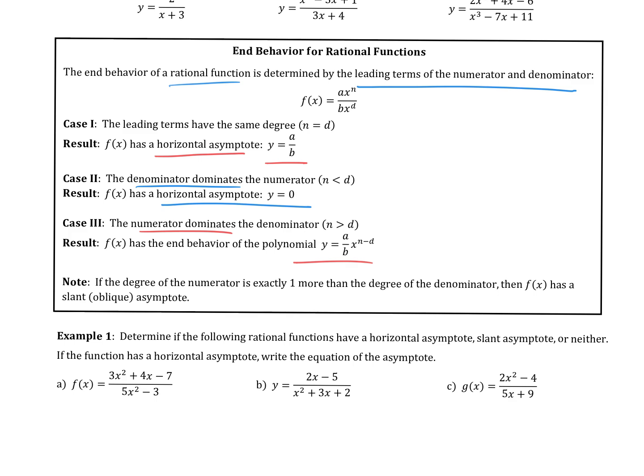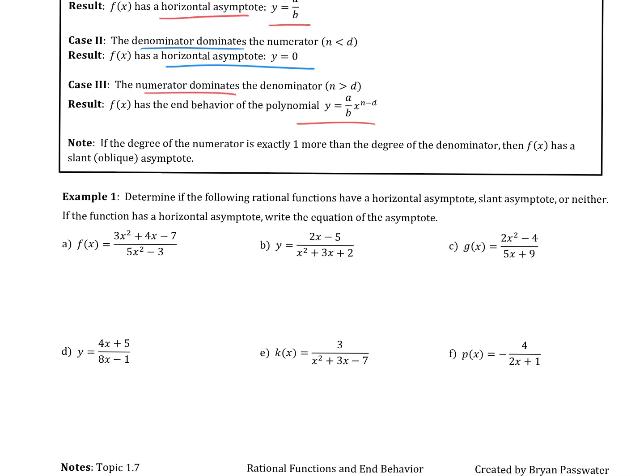This is big. The degree of the numerator is exactly 1 more than the degree of the denominator. Then f of x has a slant, or oblique, asymptote. Good. So if the degree of the numerator is exactly 1 more than the denominator, we're going to have a slant, also known as an oblique asymptote. I found out that's new for you this year. You didn't do those last year. You did do horizontal asymptotes last year. So let's look at our examples.